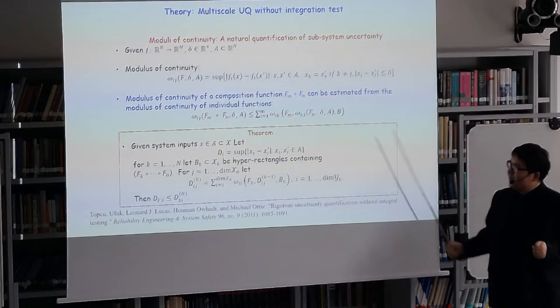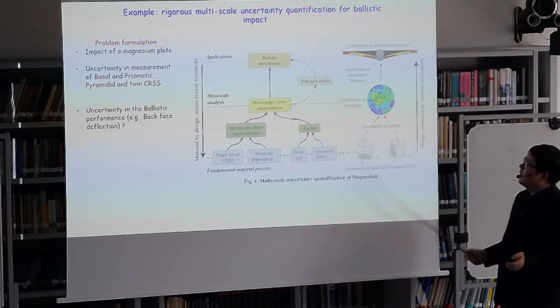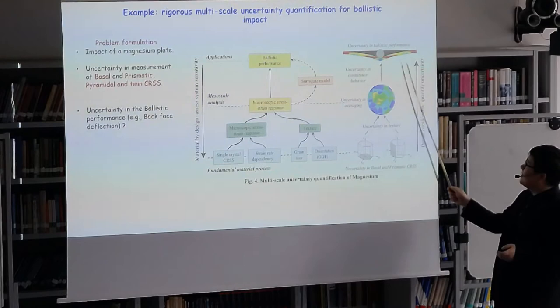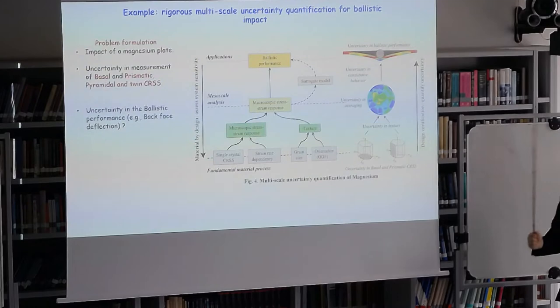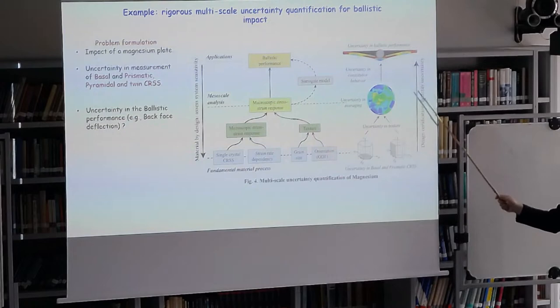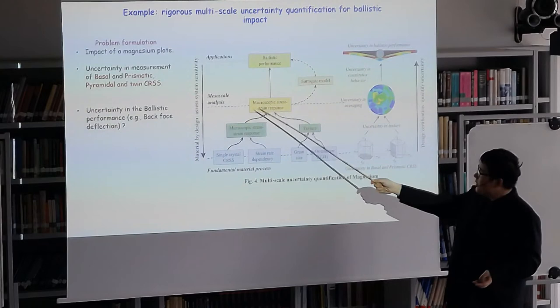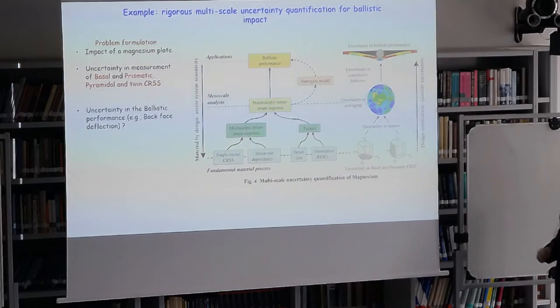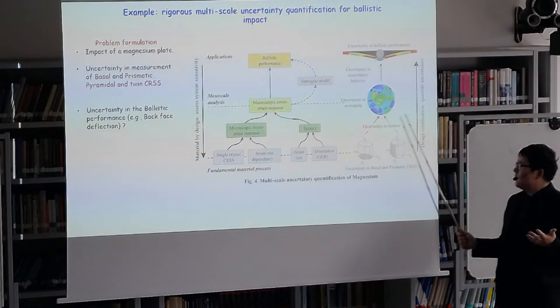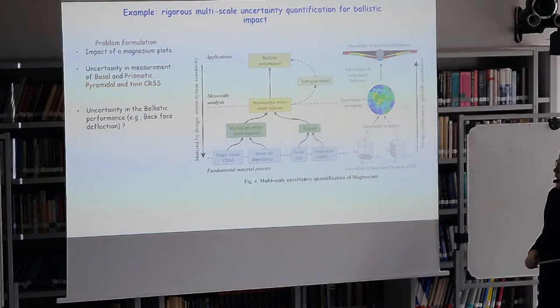And we have applied this idea to a problem where we consider the multiscale impact of a magnesium plate. So here I have a rigid ball impacting a magnesium plate, and I consider three scales. One is the macro scale, where we have the plate deformed, and the other is the mesoscale, where I have a bunch of polycrystals. We consider the aggregate deformation of approximately 128 polycrystalline grains. And I have the microscale, where we consider single grain physics.